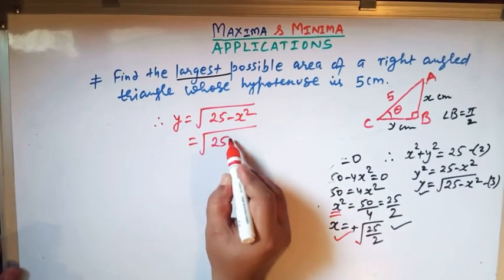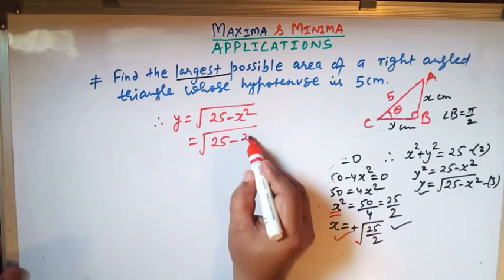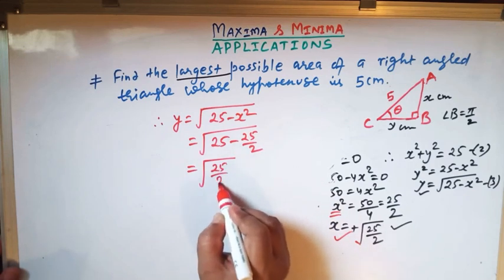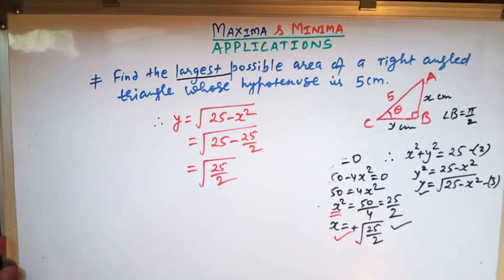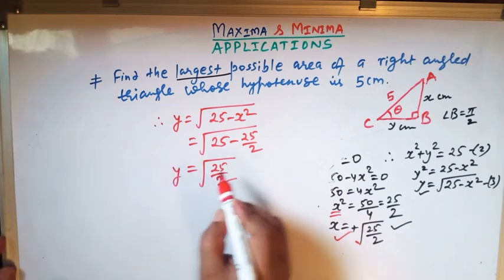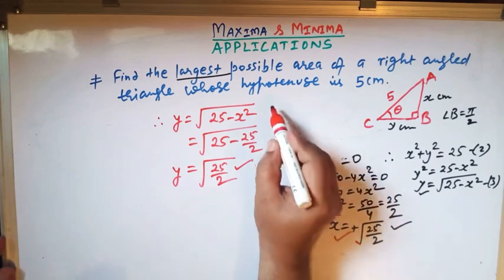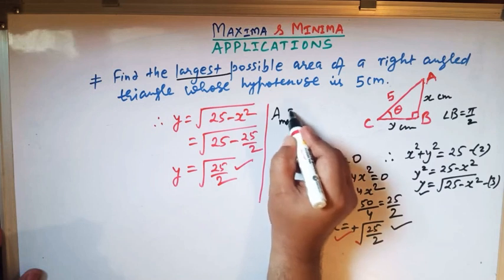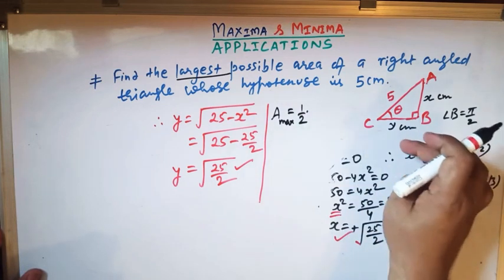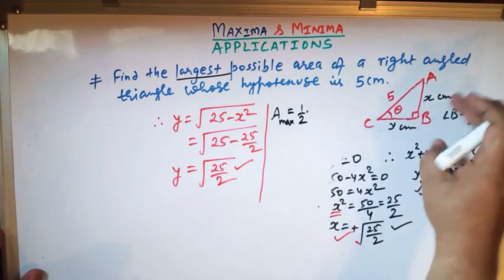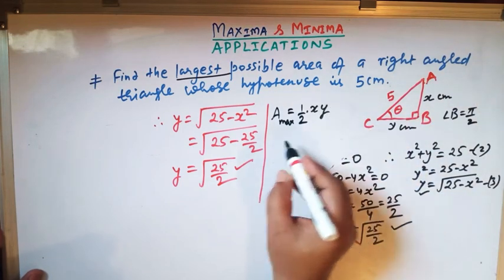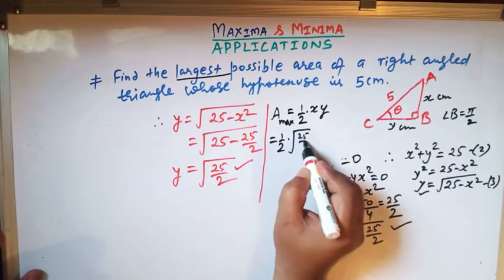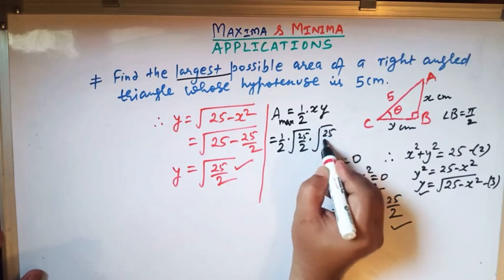This is 25, and x square is 25 by 2. So this is 50 minus 25, which is again 25 by 2. Clear? So this is the value of y, and this is the value of x. So therefore the maximum area is half base into altitude, so we have half of xy. So the maximum area is half times square root of 25 by 2 multiplied by square root of 25 by 2.